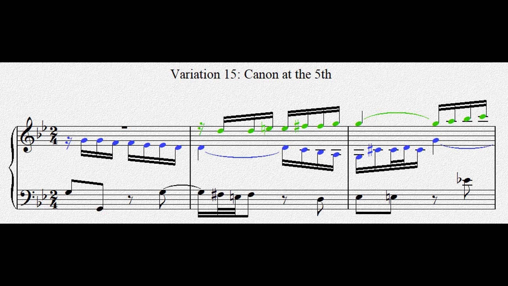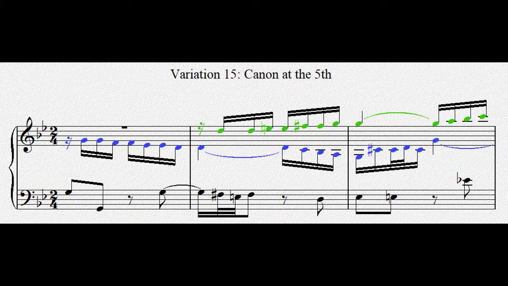Again, as usual, we have the leader here in blue notes. I'll just demonstrate that. And the follower in green here starts, as the title would suggest, a fifth above the leader in blue. There's the sound of the fifth.